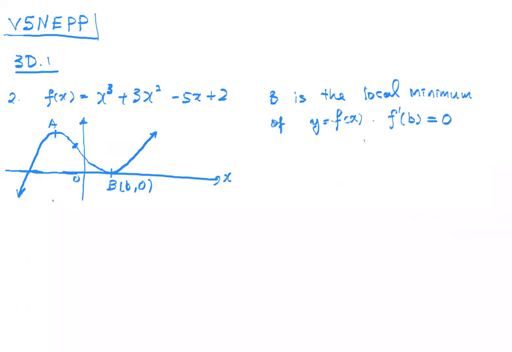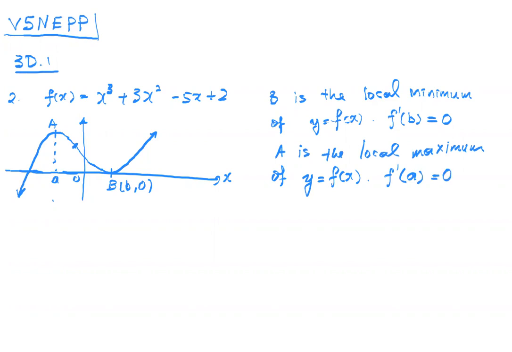All right. Same goes with point A. A is the local maximum of y equal to f(x). So therefore, f prime, if I name this x coordinate as A, f prime A will be equal to 0. Okay? Can or not? So there is an inflection point someplace, somewhere here.